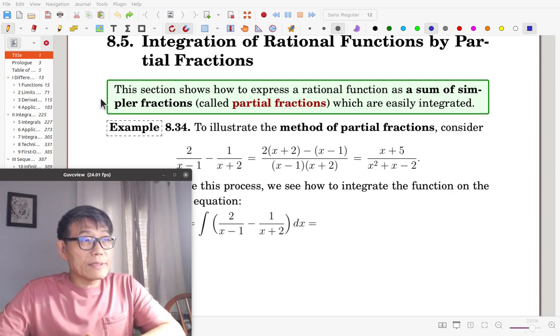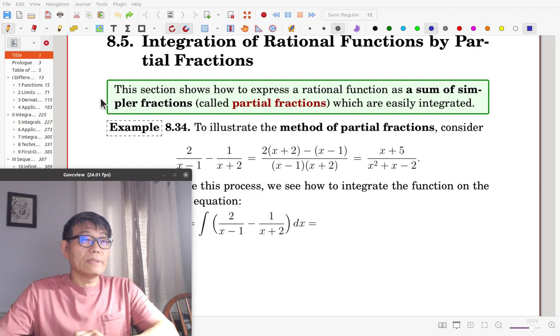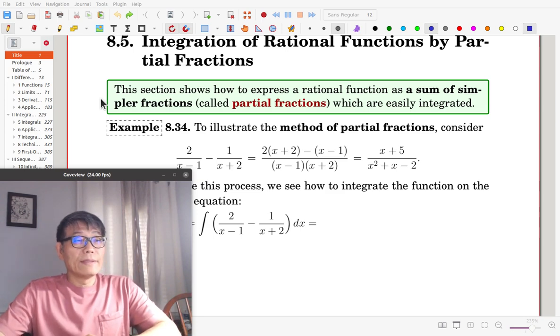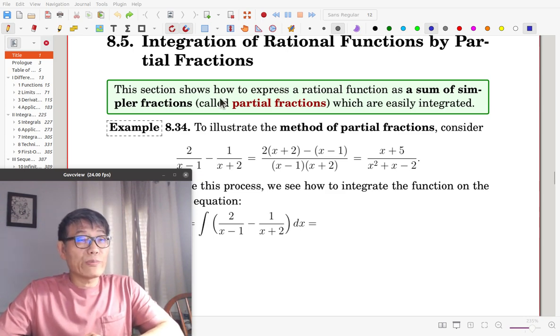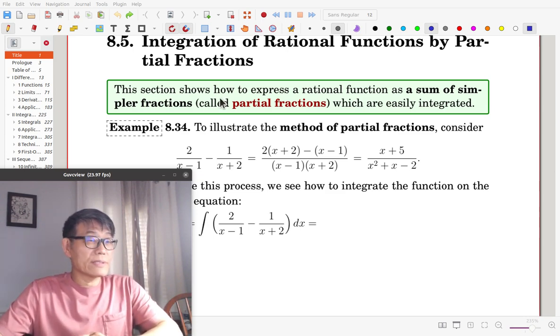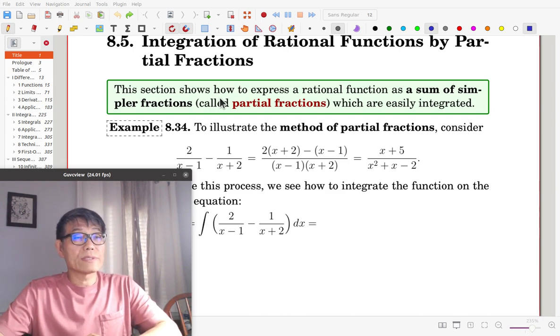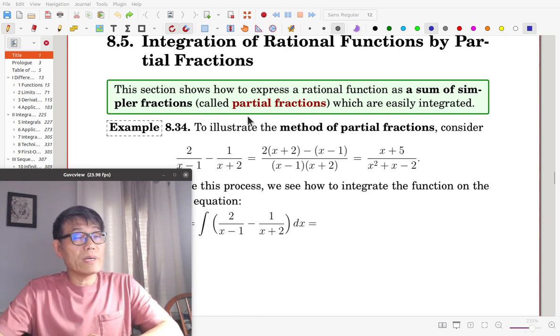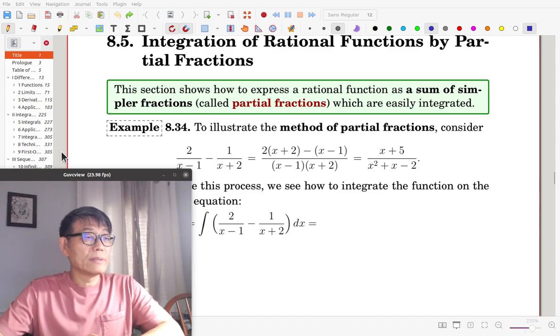It is section 8.5, integration of rational functions by partial fractions. In this section, we'll see how to express a rational function as a sum of simpler fractions, each of which is easily integrated. Such simpler fractions are called partial fractions.